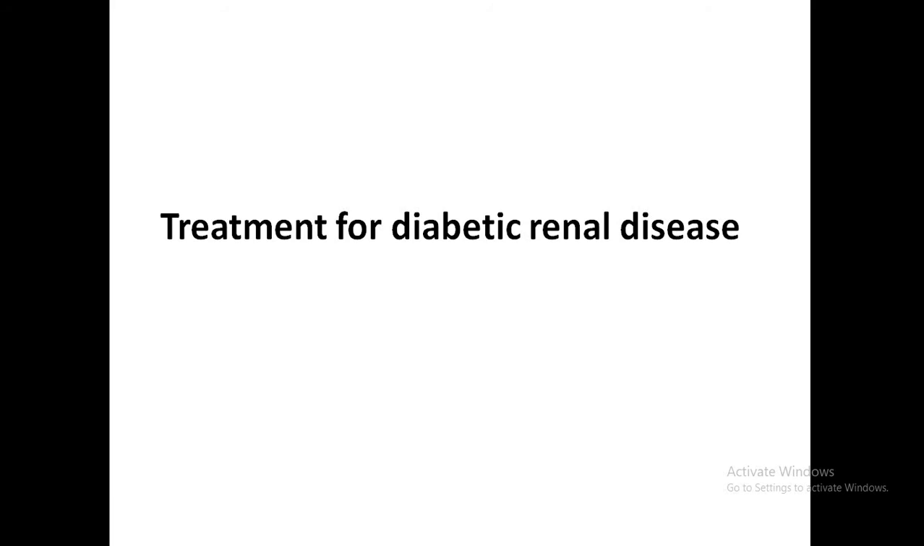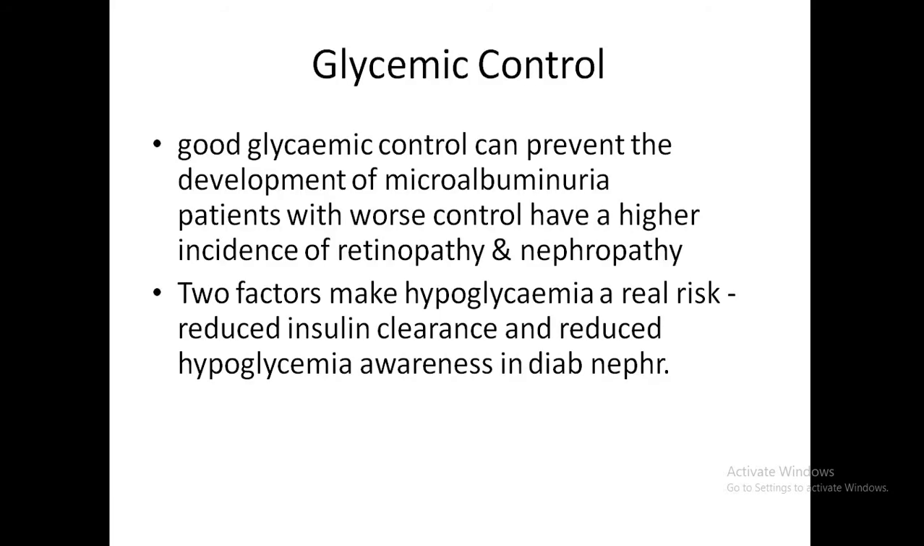How do you treat diabetic renal disease? Good glycemic control is one of the cornerstones. Worse control is associated with a higher incidence of retinopathy and nephropathy, so good control can prevent the development of microalbuminuria, and thus it can lower the incidence of retinopathy and nephropathy.